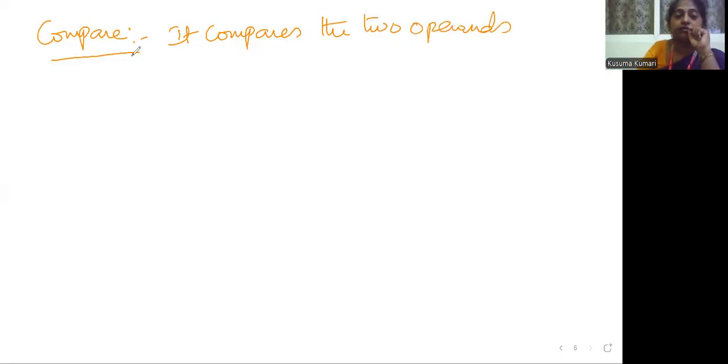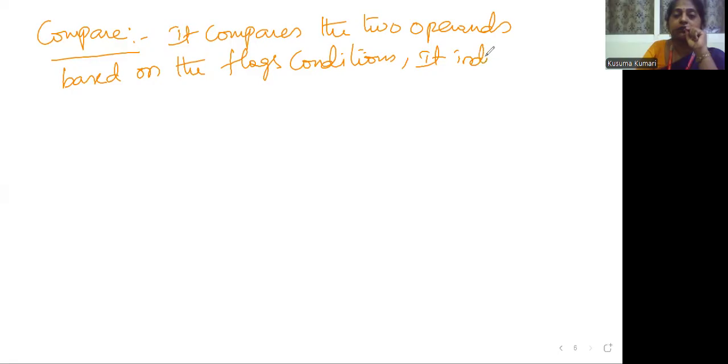Next one is the compare instruction. It compares the two operands, the source operand and the destination operand, and tells us which number is the largest number or smallest number, or whether both are equal, based on the flags. Based on the flag conditions, it indicates either largest, smallest, or equal numbers.